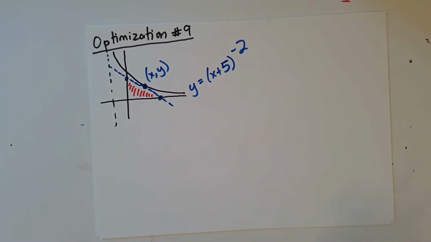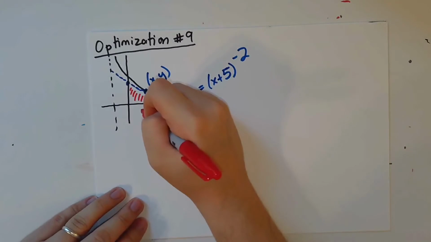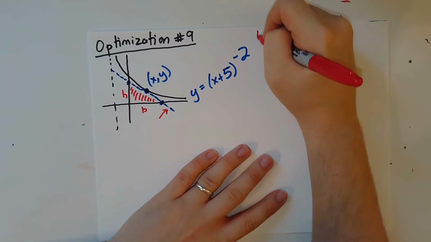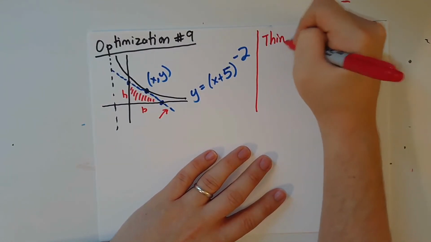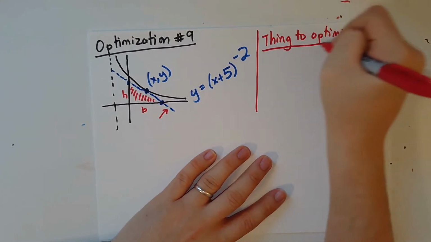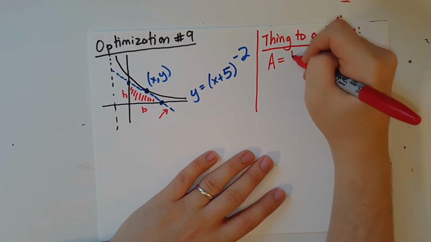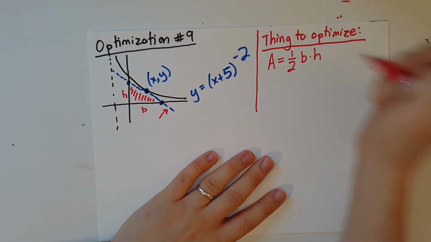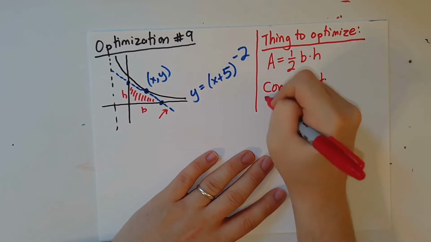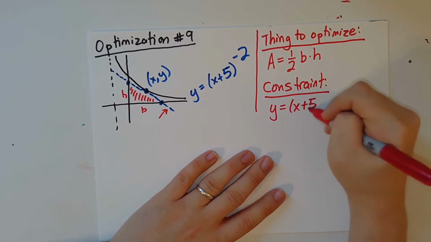Okay, so that means I need to find the equation of this blue line. But I'll go ahead and label this as b, this is h, and I will say, okay, so what is my thing to optimize? My thing to optimize is the area of this triangle, which is 1/2 of the base times the height. And then my constraint is that my point (x, y) has to be on the graph. So my constraint is that y equals (x plus 5) to the minus 2.